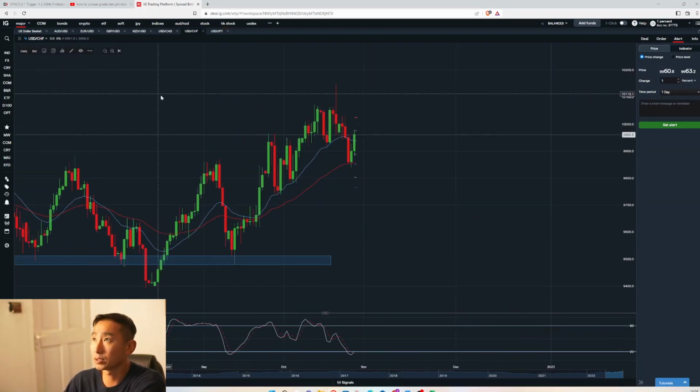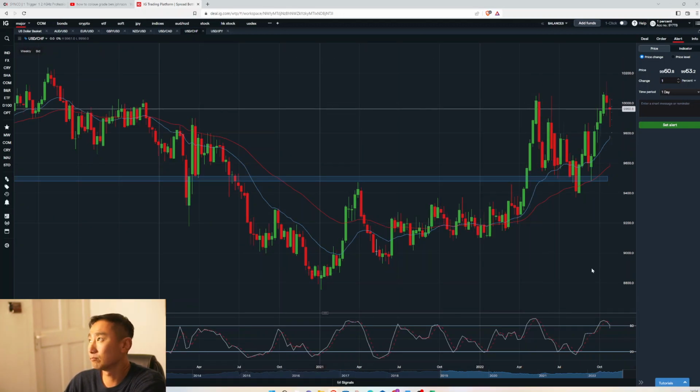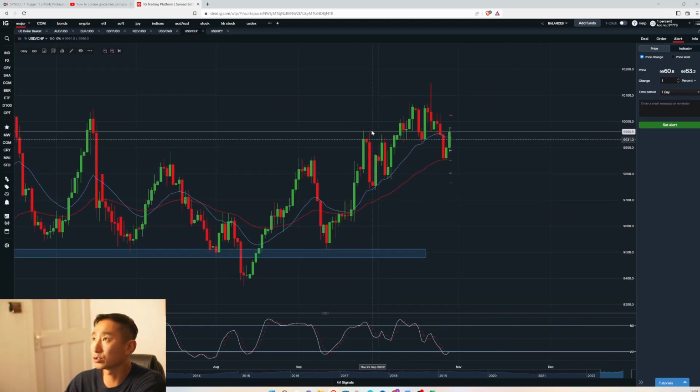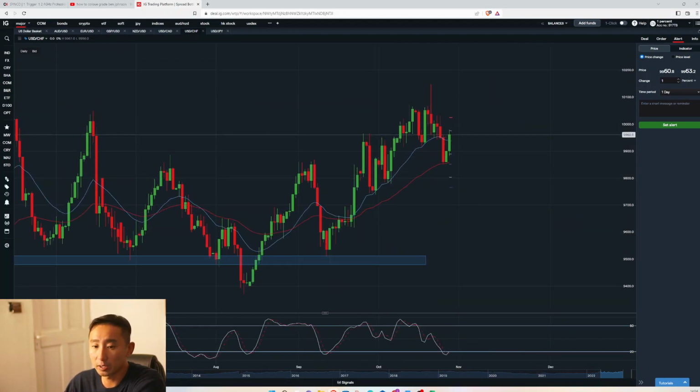Dollar Swiss, what are we doing? Weekly again. We can see we're on a weekly uptrend, all right, and then now drop down to a daily chart. We are still on an uptrend as well, so daily up, weekly up, so no reason for me to buy the Swiss francs.